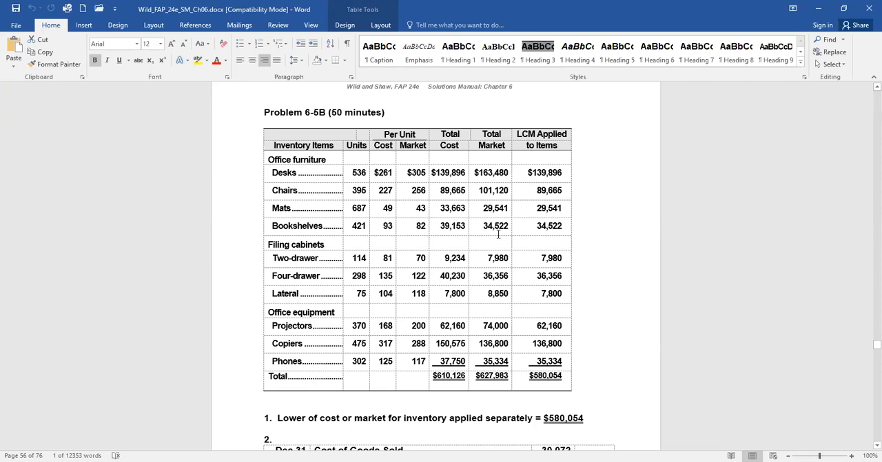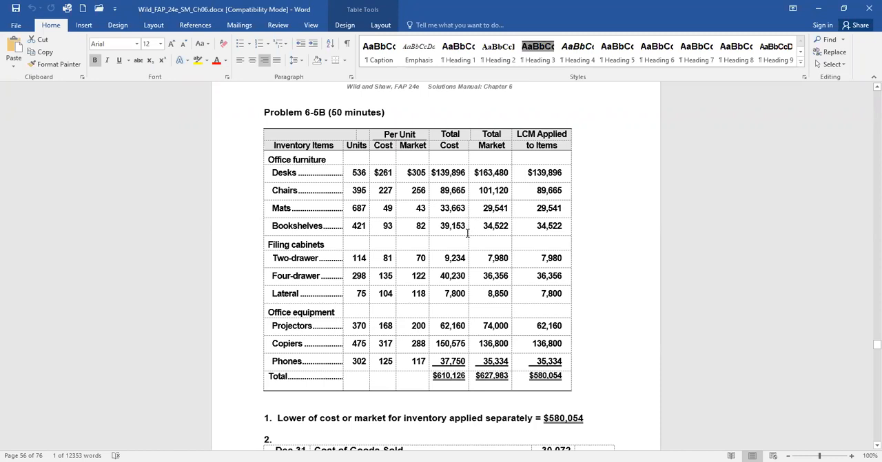Now, the magic of lower of cost or market says, now compare which one's lower, total cost or total market. Well, total cost is. So that is the amount that should be in your ending inventory. Do the same with your chairs. Chairs cost is lower than market, so that's the amount of the value, that's the debit that should be in ending inventory. How about the mats? Well, the cost is actually higher than the market. So the amount that should be in ending inventory, $29,541.